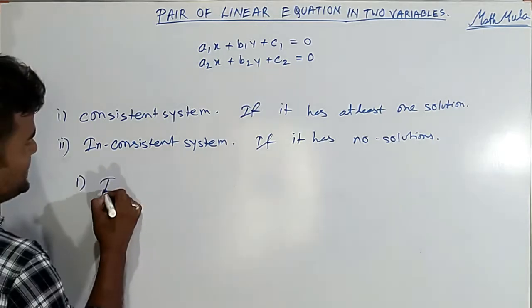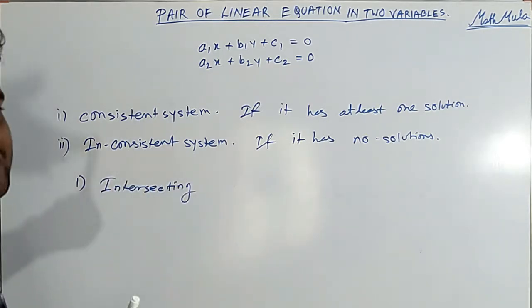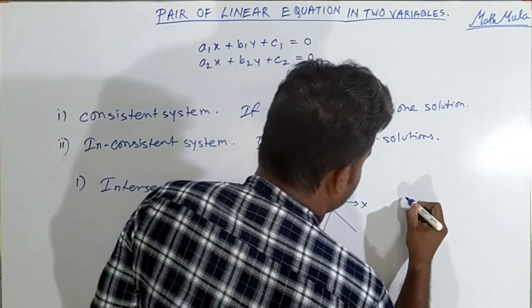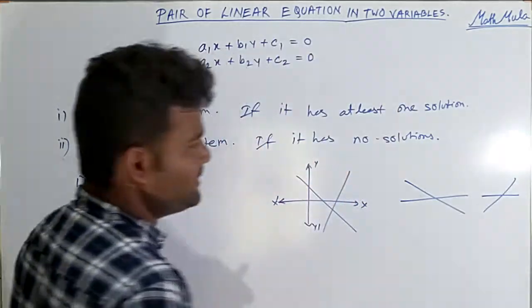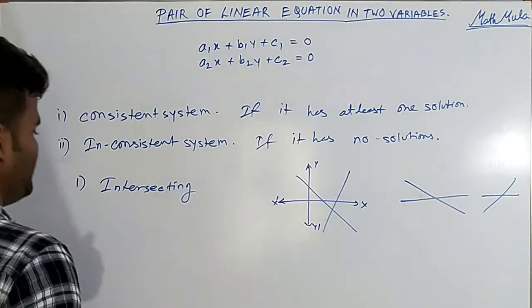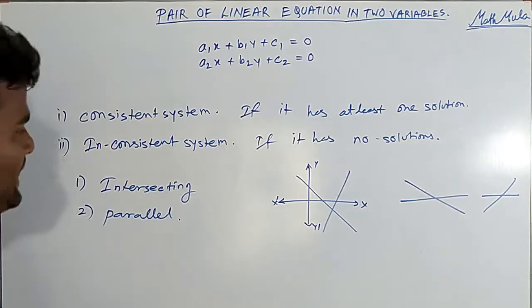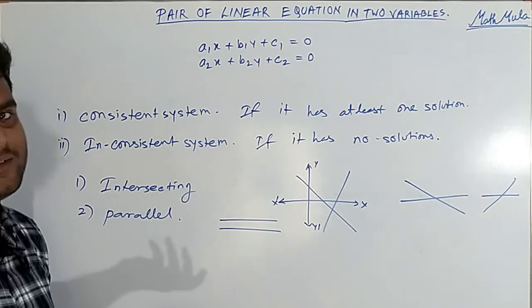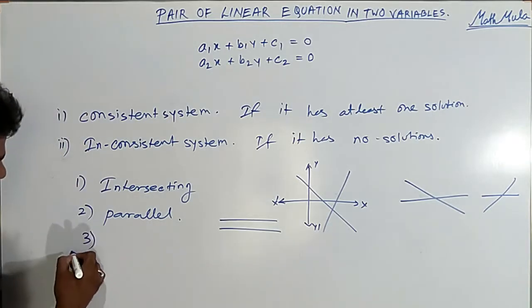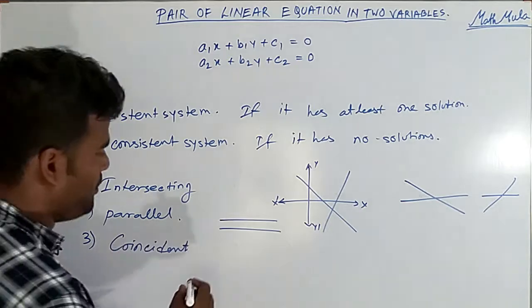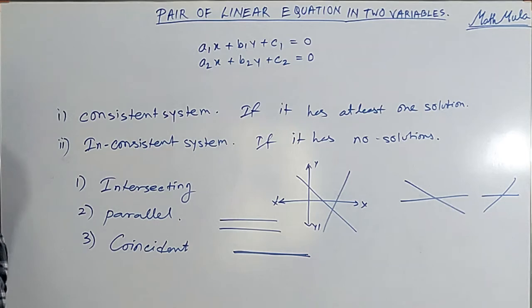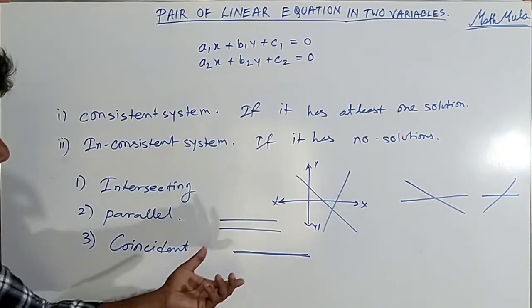If we plot the pair of linear equations in a graph, then three possibilities can happen. Number one, intersecting. The lines can intersect each other, two lines like this intersect each other, or it may be like this, or like this. And the second possibility is parallel. Two lines are called parallel lines if they do not intersect each other. And the third possibility is coincident, when a line overlaps another line. When a line overlaps another line, then the lines are called coincident lines.